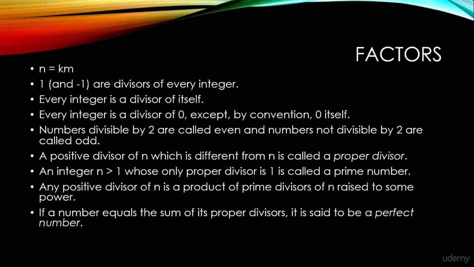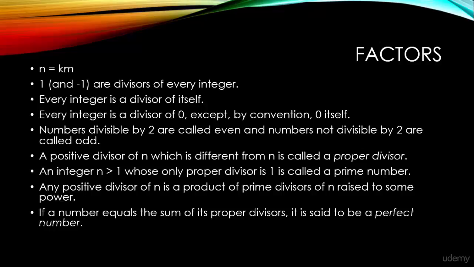Factors. A divisor of an integer n, also called a factor of n, is an integer which evenly divides n without leaving a remainder. In general, it is said m is a factor of n for non-zero integers m and n if there exists an integer k such that n is equal to km. 1 and minus 1 are divisors of every integer. Every integer is a divisor of itself. Every integer is a divisor of 0 except by convention 0 itself.